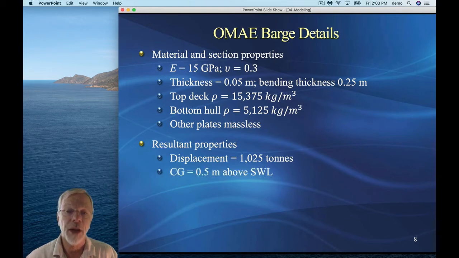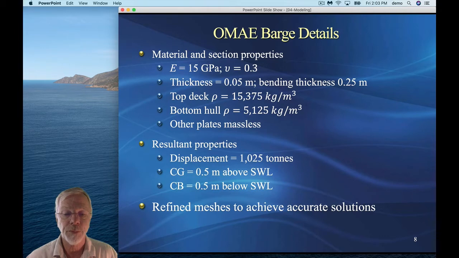The CG was specified to be 0.5 meters, and that's what drove the mass distribution between the top deck and the bottom hull. The CB, there's nothing you can do about that. That just comes out from the geometry. It was 0.5 meters below the still water line. So that means that, from a rigid body perspective, the weight was acting a meter above the center of buoyancy.